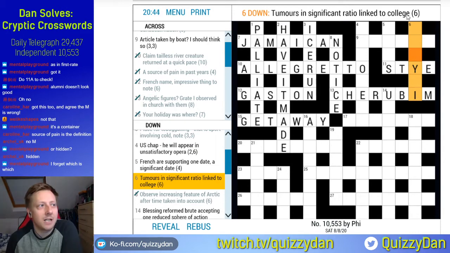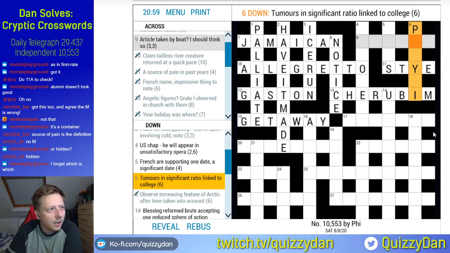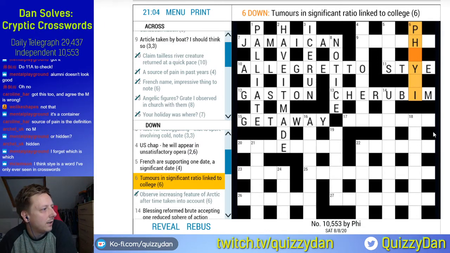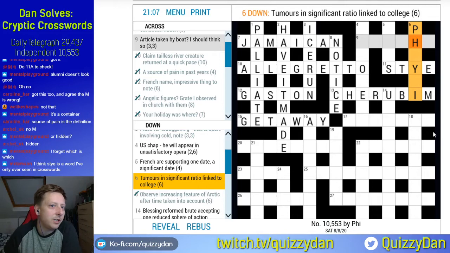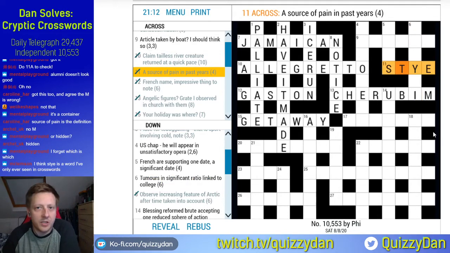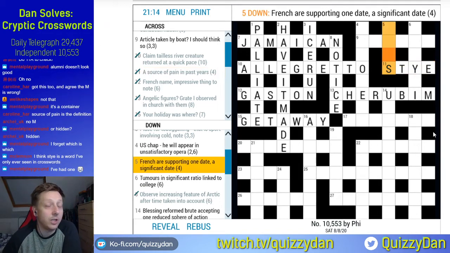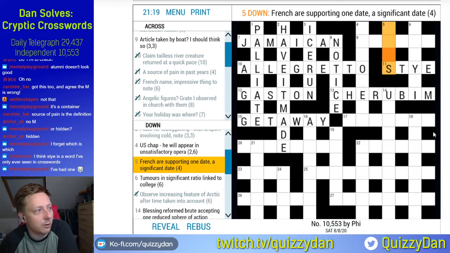I think this is going to be like a medical word. That's a very unusual thing. Significant ratio. I still think the significant ratio is going to be phi. You think sty is a word you've ever seen in crosswords? I've seen it in crosswords and in the ouch, I have a sty. Yes, I've had one as well. They are not pleasant. You know, an eye that swells up to the size of a grapefruit.